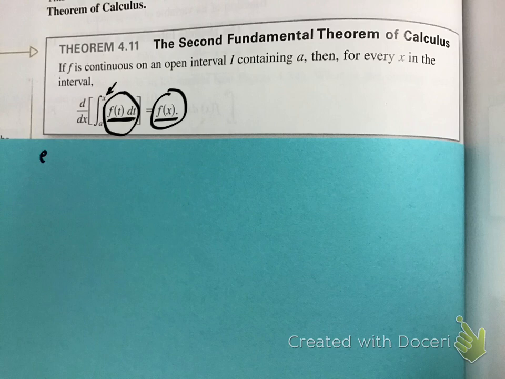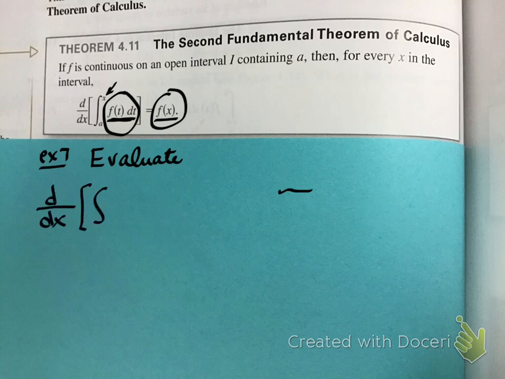So example 7 says evaluate the derivative with respect to x of the integral from 0 to x of the square root of t squared plus 1 dt. So in order for us to use the second fundamental theorem of calculus, several things need to be happening. We need to be taking the derivative of an integral.